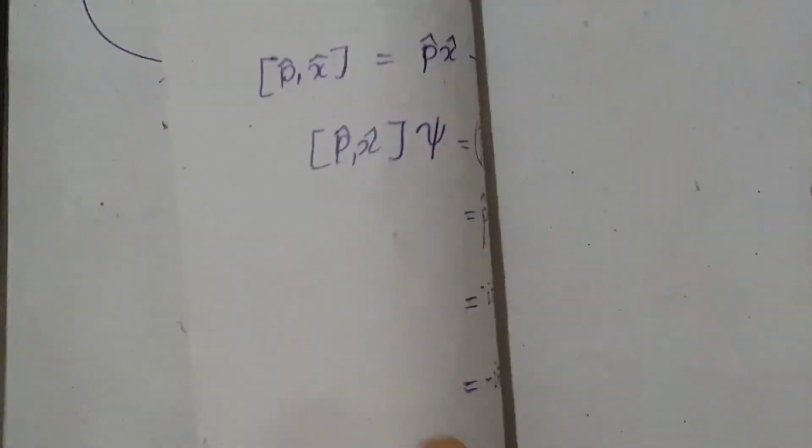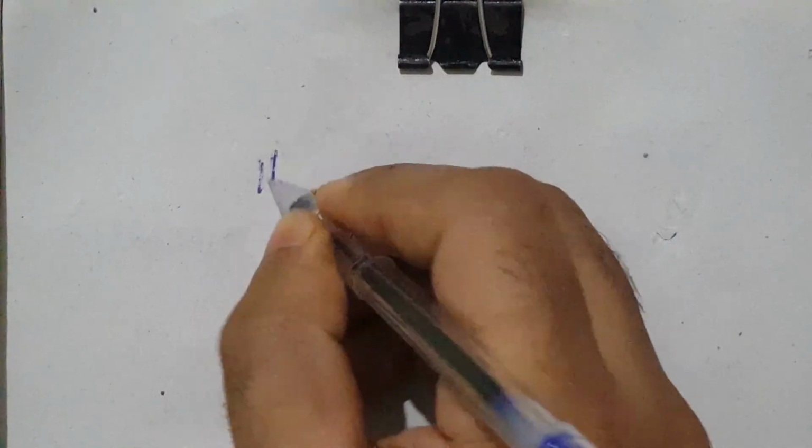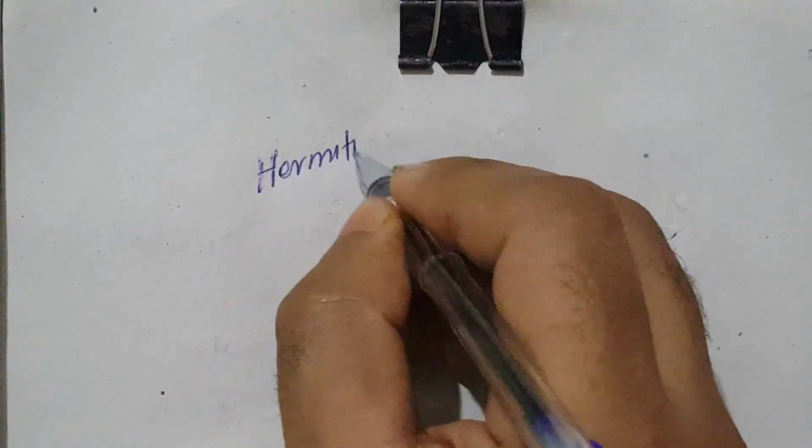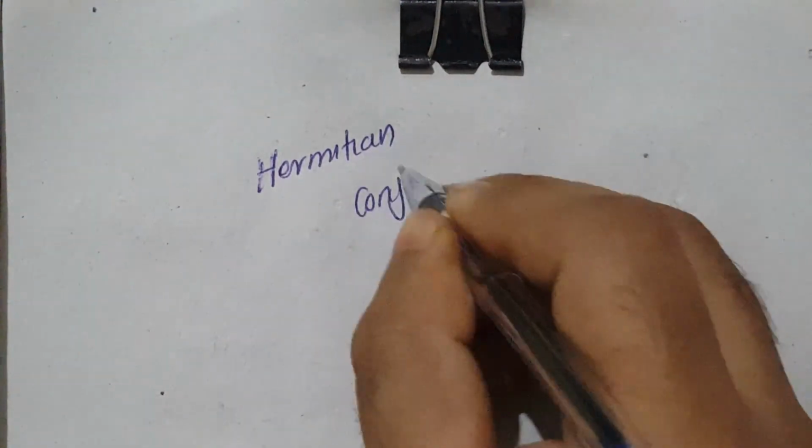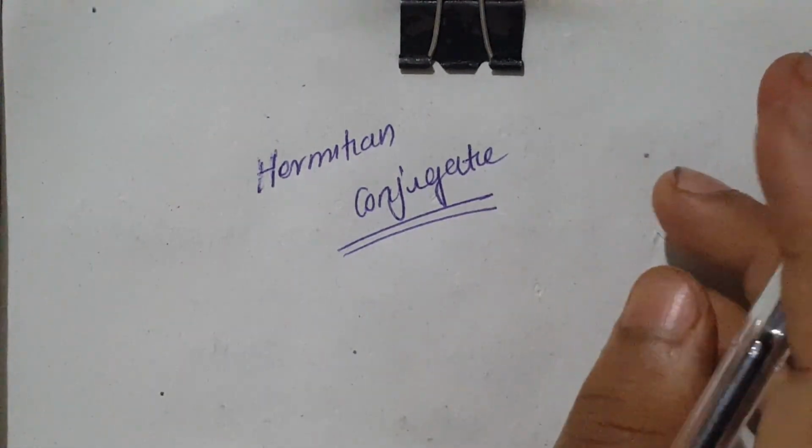Okay, now I'm going to explain that. Let's see what is Hermitian conjugate, or maybe we can do it in the next video. So let me stop here. In the next video I will be explaining the Hermitian conjugate of an operator. Okay, so let's stop here.